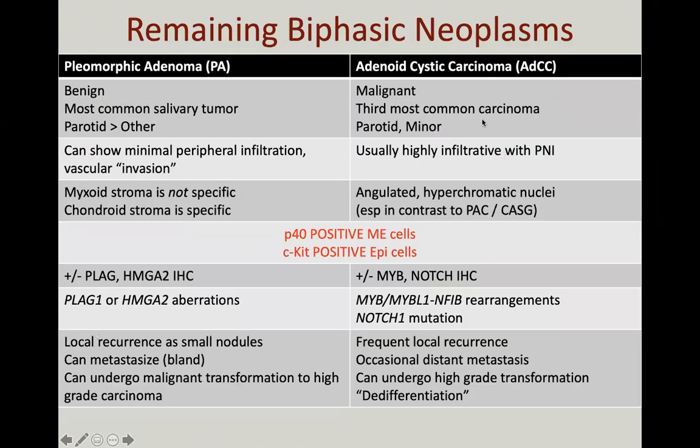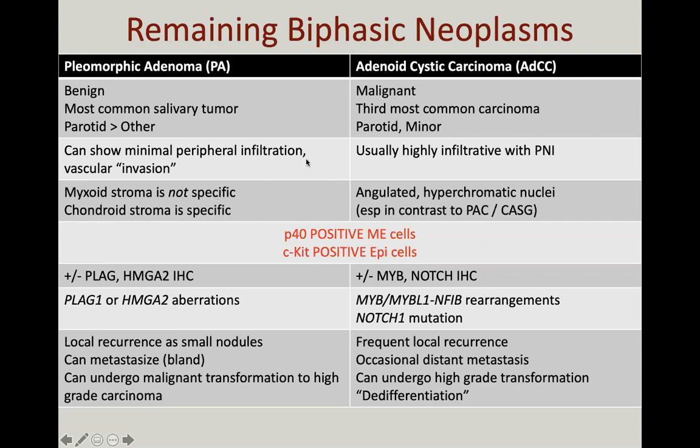Okay, the last couple to review on this differential are of course going to be pleomorphic adenoma and adenoid cystic carcinoma. They're put together here because they both have P40 positive myoepithelial cells and c-KIT positive epithelial cells. So they both show that beautiful biphasic distribution, but are generally different in their architecture, with adenoid cystic tending to have more cribriform, but you could certainly see cribriform areas in PA. Chondroid stroma being specific to pleomorphic adenoma, but myxoid stroma not being specific.